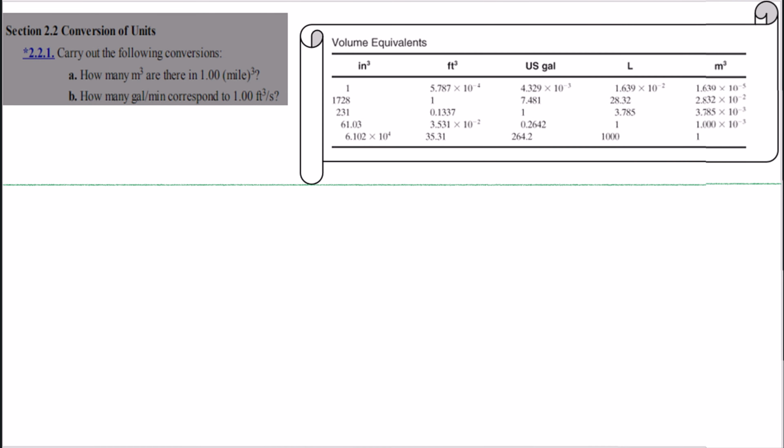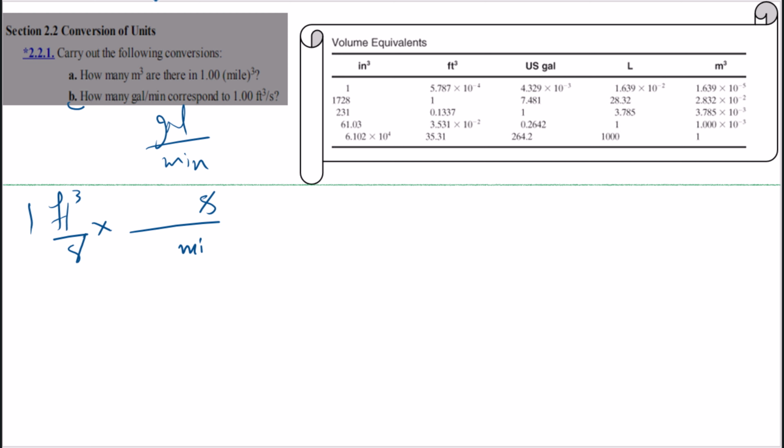Okay, let's get started with this question, part B. How many gallons per minute correspond to 1 cubic feet per second? Let's get started with the data that are known. We must convert this to gallon per minute. First of all, we should convert second to minute. So write second here. In this way, we can cross it together and the thing that remains will be minute.